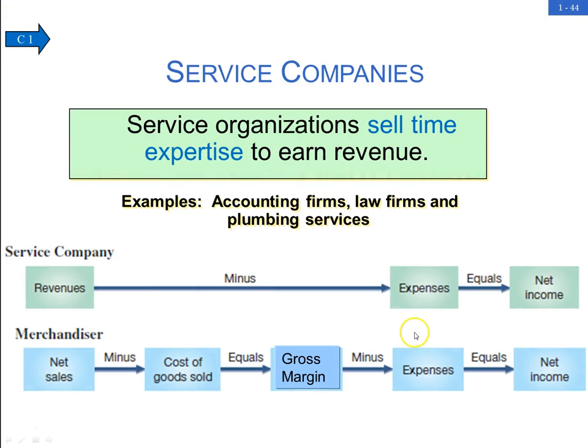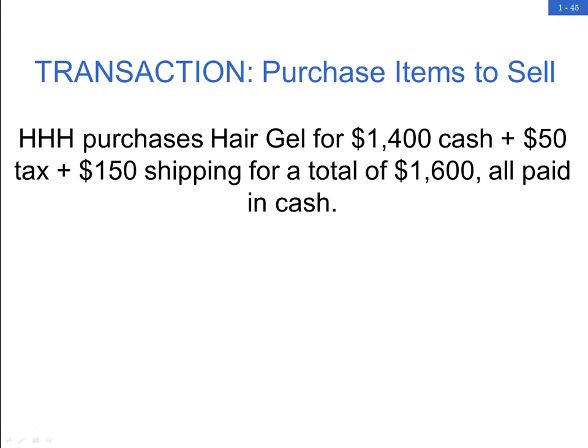But these are the two differences side by side of a service company and a merchandiser. Both have revenue, they're just called something different. But merchandisers have that one very large expense, cost of goods sold, or the cost of inventory, which service companies do not have, and really just one subtotal. Everything else is the same for the two of them. Now let's take a look at an example for a merchandising company.